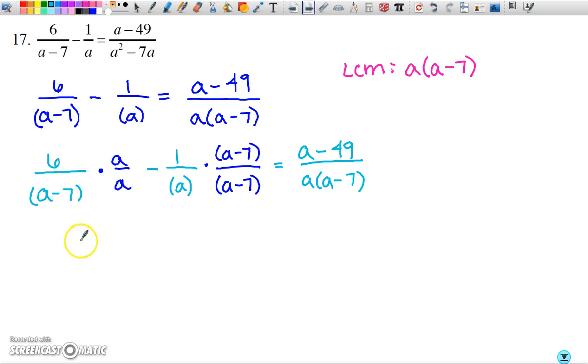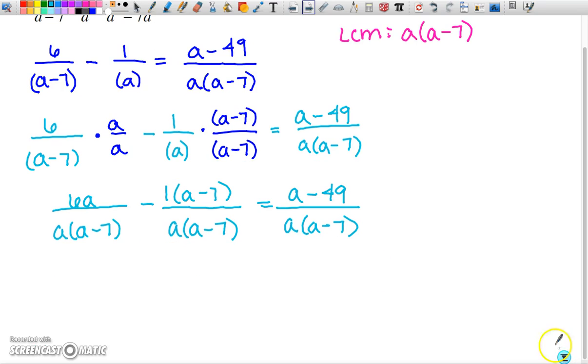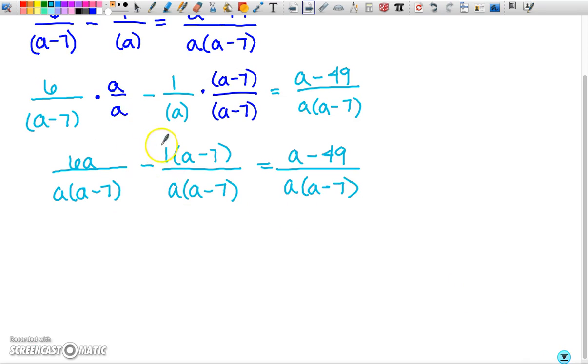Okay, so now from here, multiply your numerators to get 6a, and then our denominator is a times a minus 7, minus the 1 we don't really need to write, but if it makes you feel better, we can put it up front just to remind you it's there, and then a times a minus 7 equals a minus 49 over a times a minus 7. So now that our denominators match, we get to ignore them because they're already equal, so we want to know what's going to make the numerators equal. So I am going to ignore this 1 now because we don't need it, and write the equation 6a minus a minus 7 equals a minus 49.